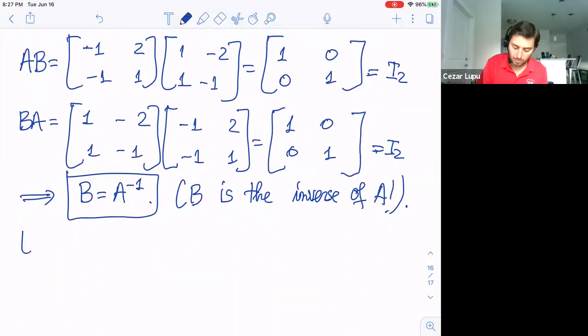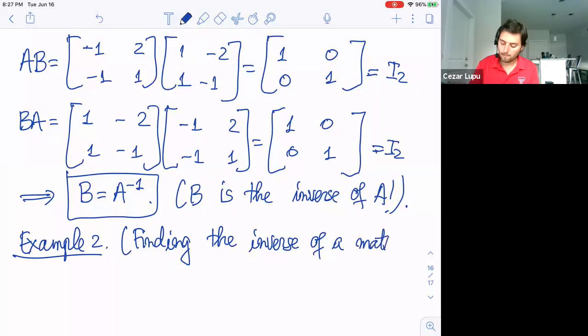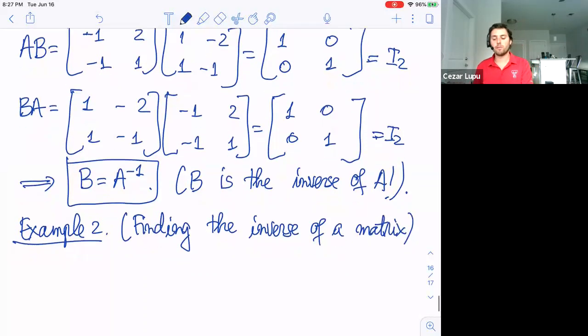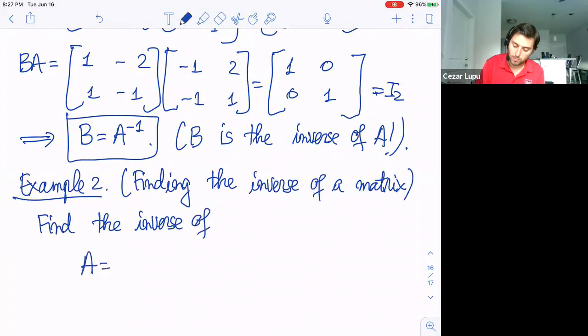So now let me give you another example. Example 2, let's say. Finding the inverse of a matrix. How to find the inverse of a matrix. So in other words, find the inverse of matrix A, which is given by 1, 4, -1, -3.